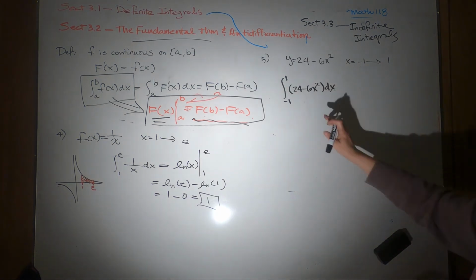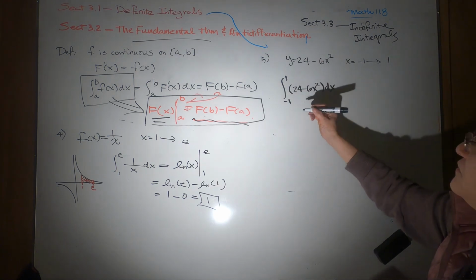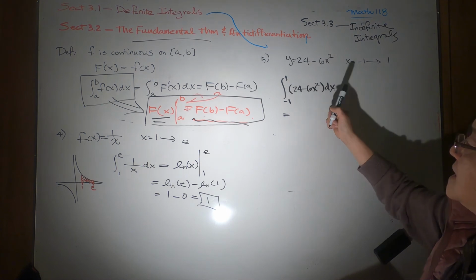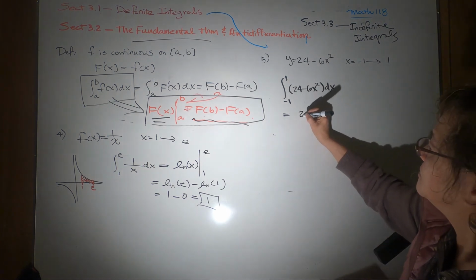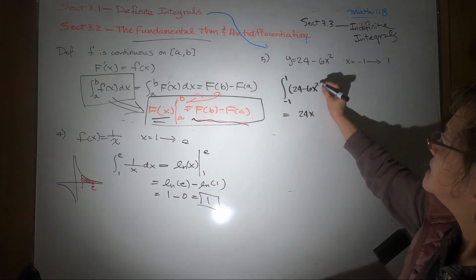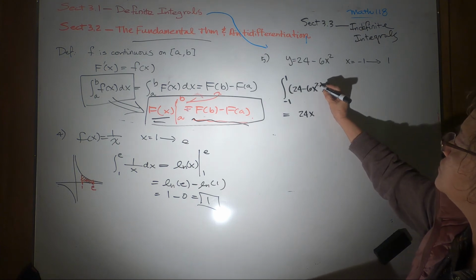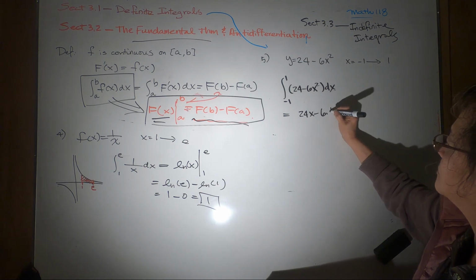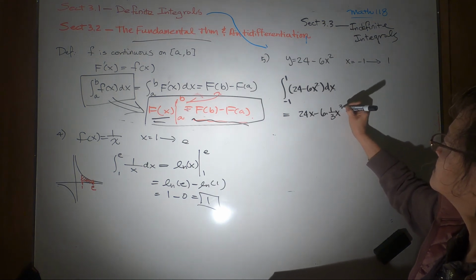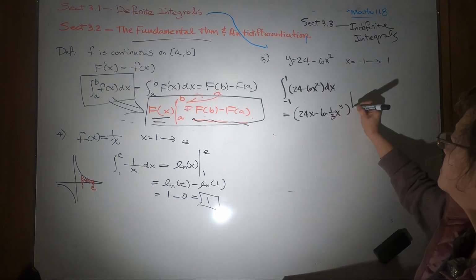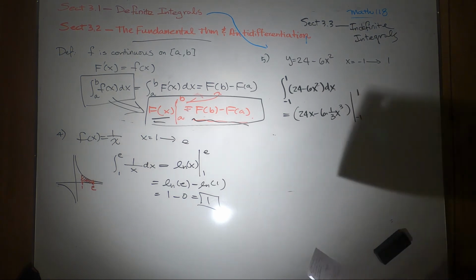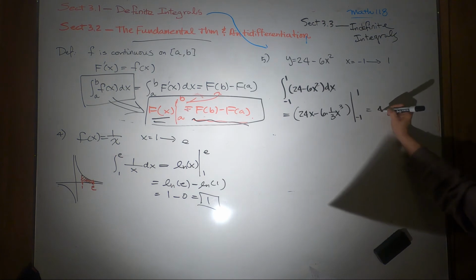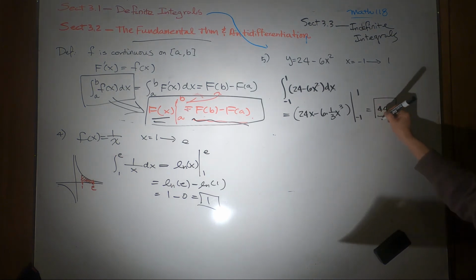So then we use what? Sum and difference rule, right? Different tools to do the antiderivative. That will be 24x. Then level higher is 3 divided by 3, so it's minus 6 times 1/3 x to the third, right? Then you do what? -1 to 1. Then you plug in the value, you should get 44. Practice that, okay?